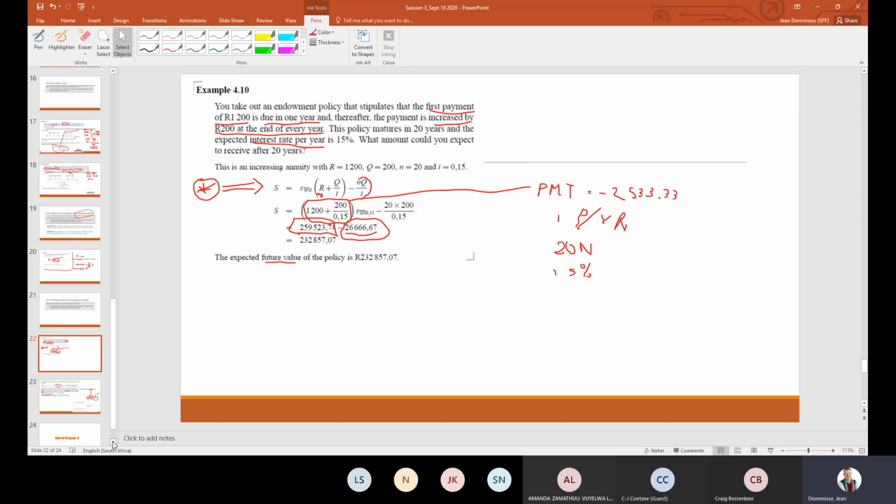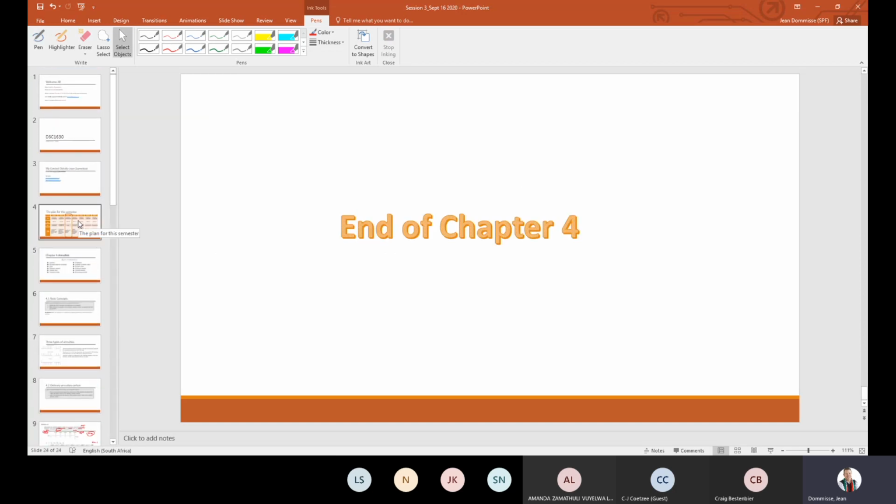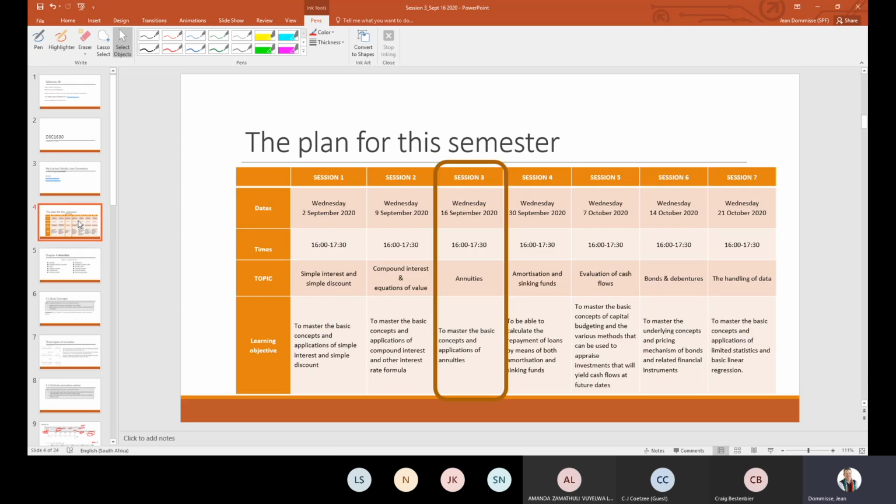Okay, and that is basically the end of chapter 2. So just for a quick recap, next time we will go into the sinking funds and amortization. So it becomes a bit more tricky.